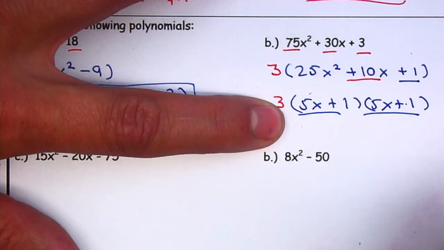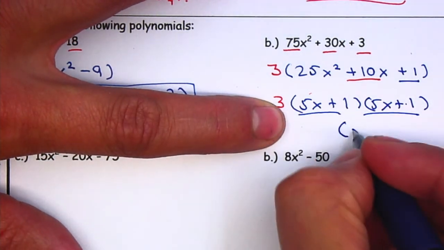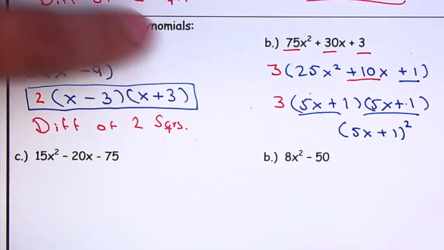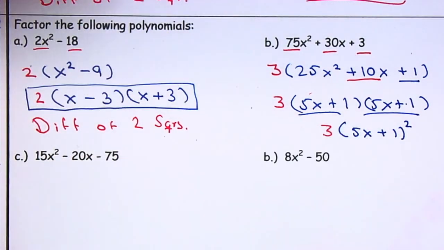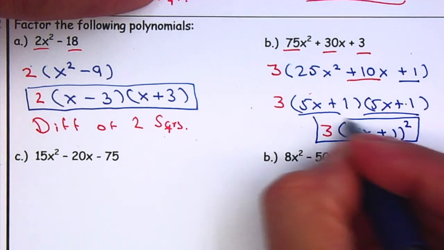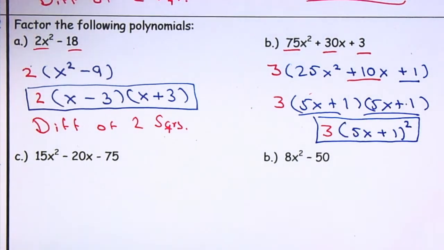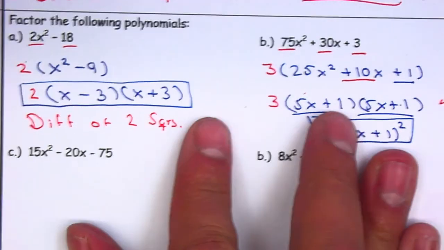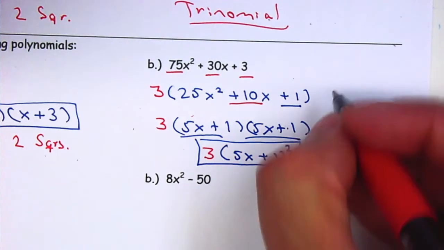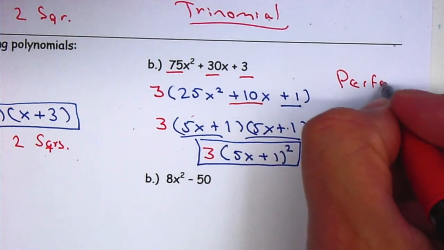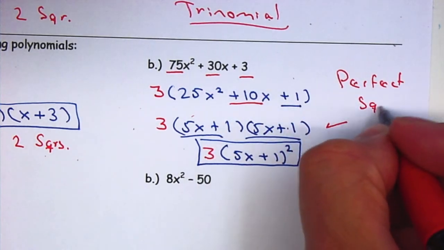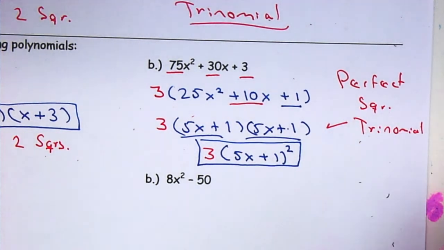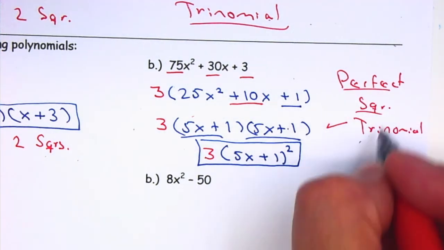These two binomials are the same. Therefore, I'm going to write them down as a square, and the 3 will stay outside. This is called a perfect square trinomial. So you can write it down on the left-hand side. Perfect square trinomial. And yes, you need to write this down on each problem on the homework.